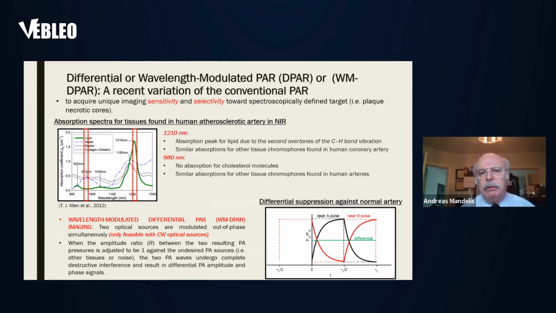What is the signal generated from? Well, here is a spectrum on the upper left-hand side of a tissue, a human atherosclerotic artery in the near infrared spectral region, and it has two components. One of them is at 1210 nanometers.